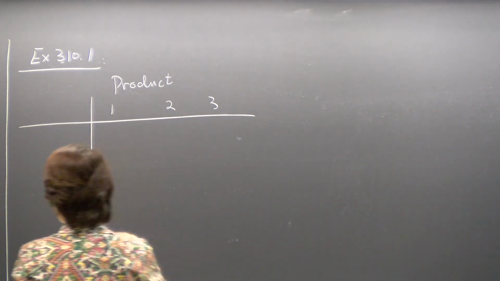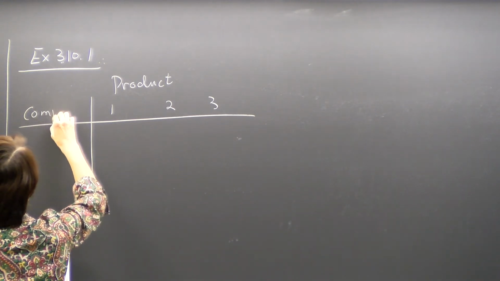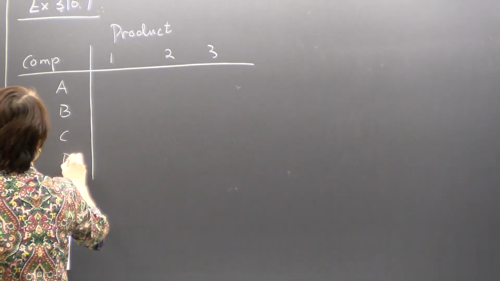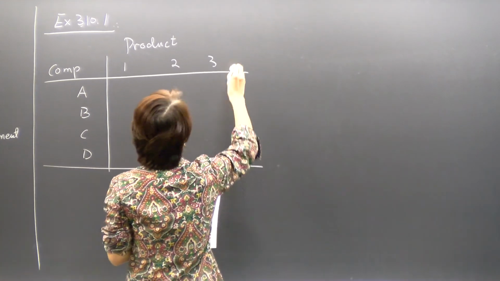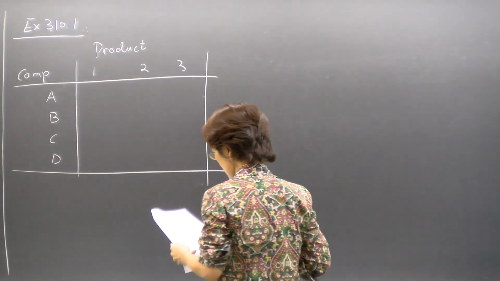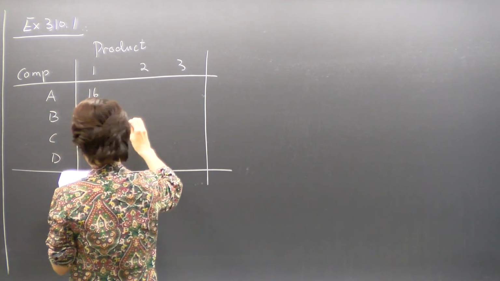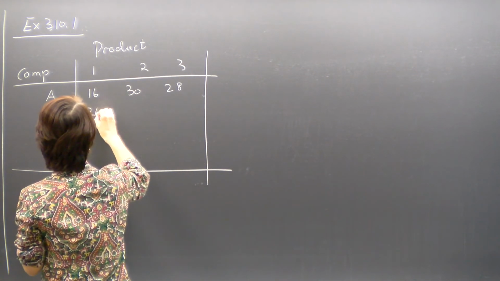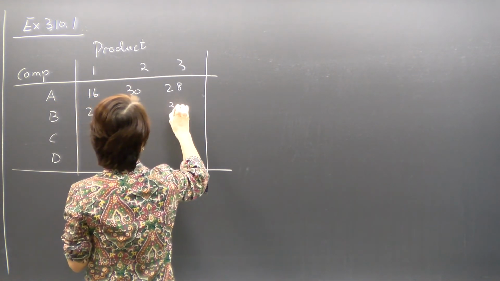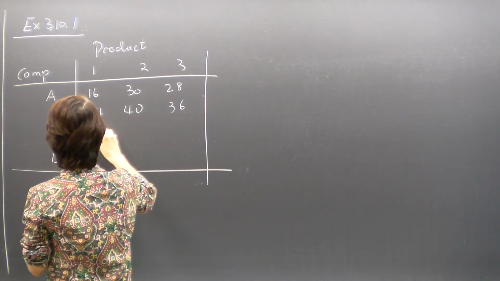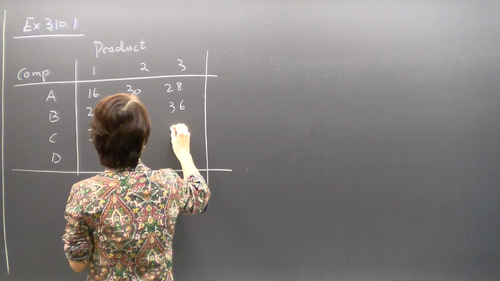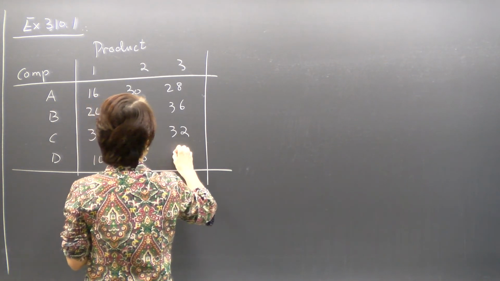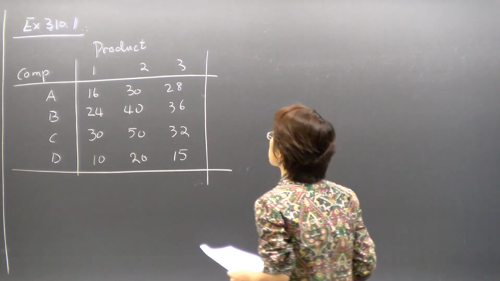And then it needs some material, some components. Let's just say that's material. I have 4 types of material or components I need to make these 3 different products. And let's put the numbers: 16, 30, 28, 24, 40, 36, 30, 50, 32, 10, 20, 15. Okay.